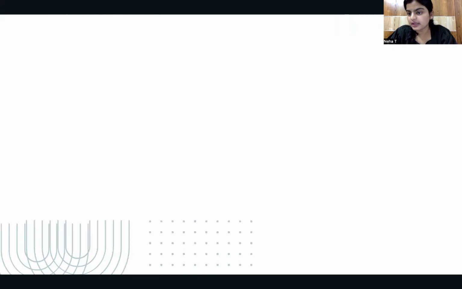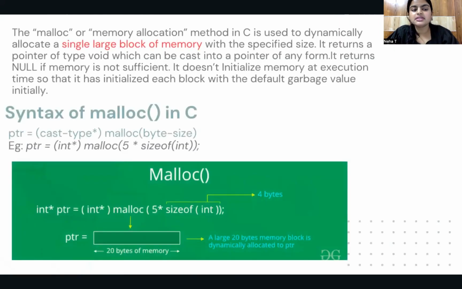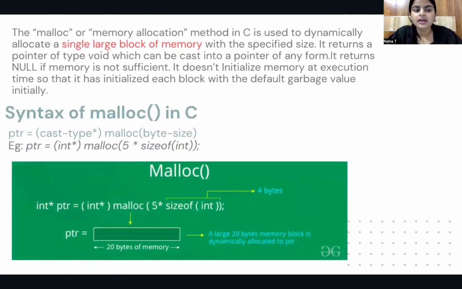First one, we have the malloc, and M in malloc refers to the memory allocation. When we are allocating the memory using malloc, a single large block of memory is allocated with specified size. That is just a single large block of memory. It's not divided. It's just a single one.